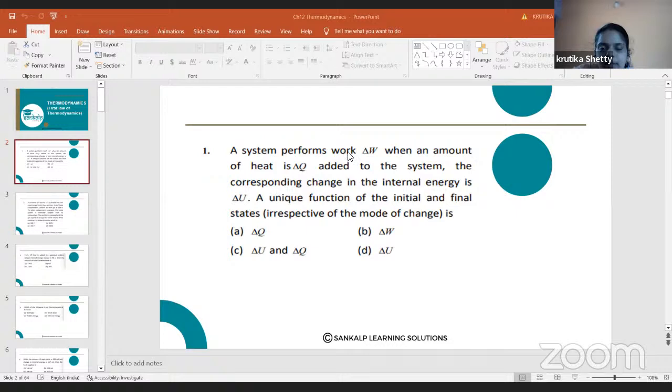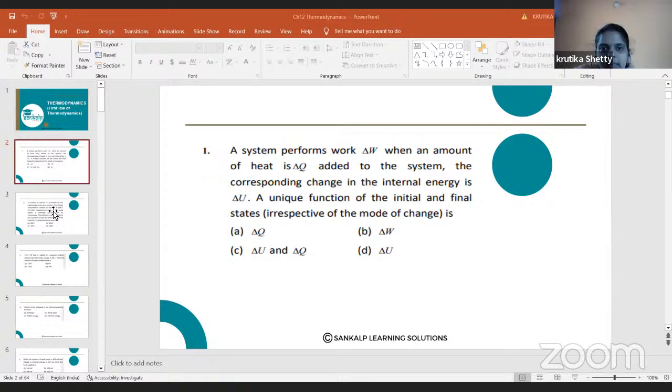So here the work done is delta W. When an amount of delta Q is added to that, the corresponding change in the internal energy is delta U, a unique function of initial and final state. It is what? Delta Q, that is heat. Heat is the unique function in the initial and the final state. Okay.